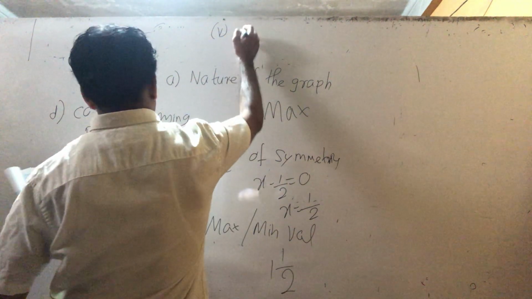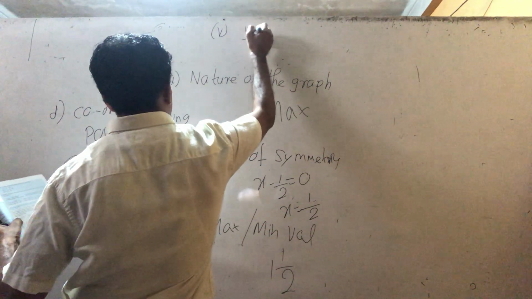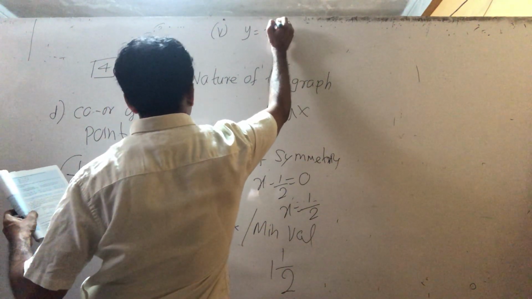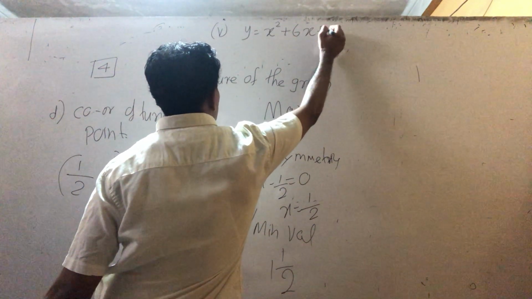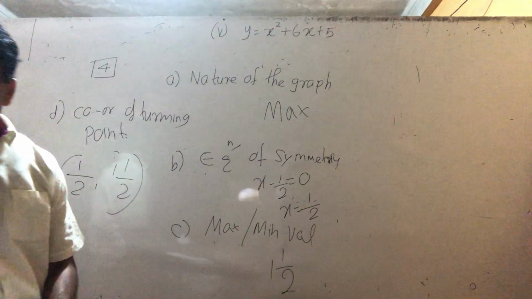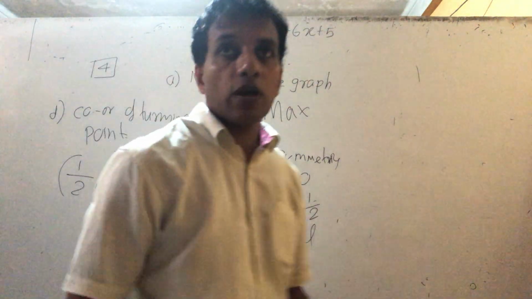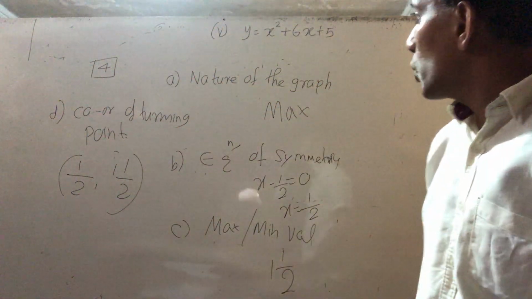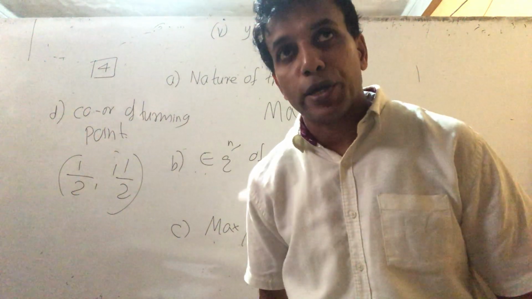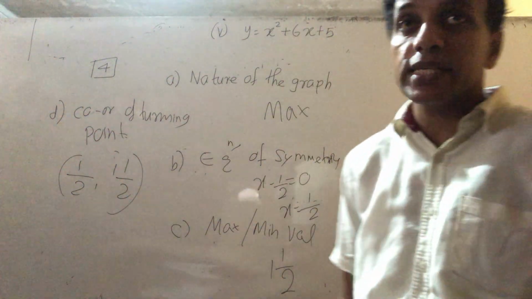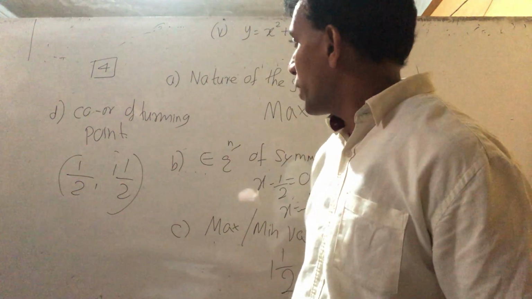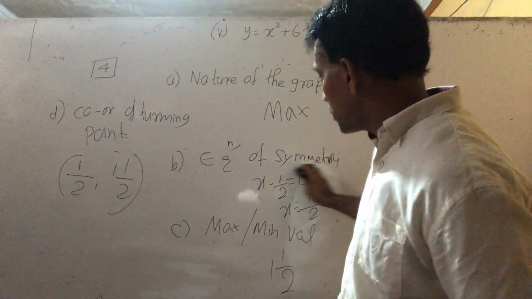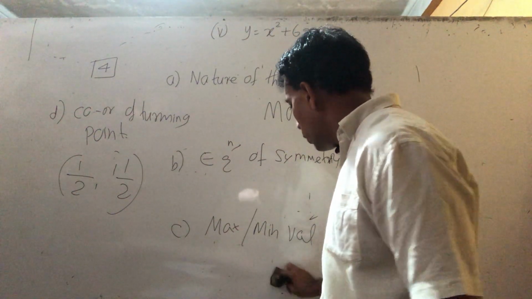I take another question from the book. I take this one, and I skip one that you can answer. Okay, see this question: y equals x squared plus 6x plus 5. Without drawing, write the answers: nature of the shape, maximum or minimum, symmetric axis, and the coordinates.